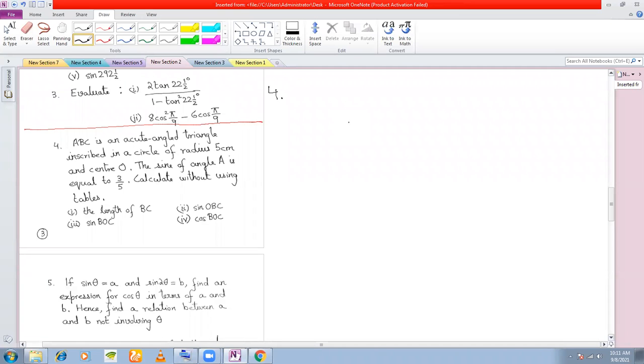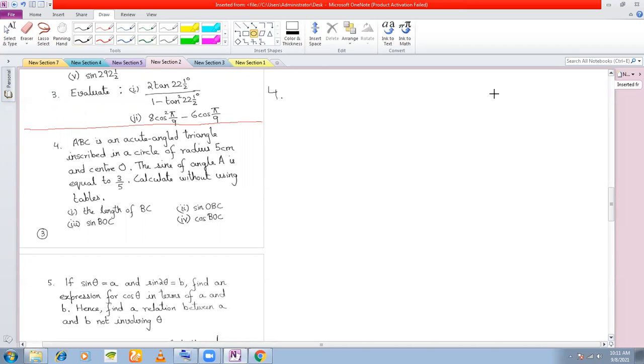ABC is an acute angle triangle inscribed in a circle of radius 5 centimeter and center O. The sine of angle A is equal to 3 by 5. Calculate without using tables all this: the length of BC, sine of OBC, sine of BOC, cos of BOC, all these.